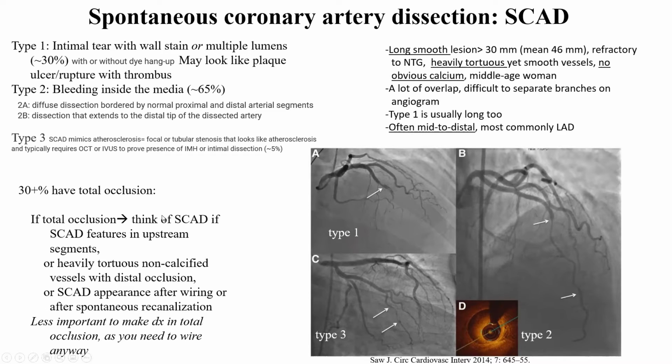But another thing makes you think of SCAD if total occlusion. Again, those same features: heavily tortuous vessels, no calcium. And if you have other SCAD features upstream of the occlusion, you know, you have this morphology or that long, smooth narrowing before the 100% occlusion. Or if you have a SCAD appearance after you wire it, or it's spontaneously recanalized and you get that SCAD appearance.